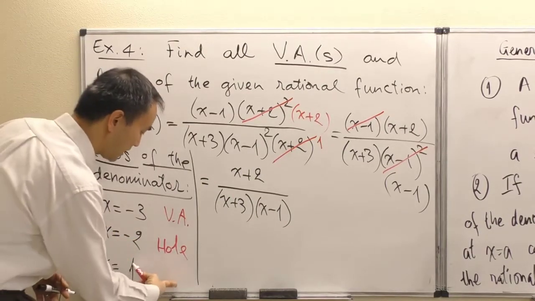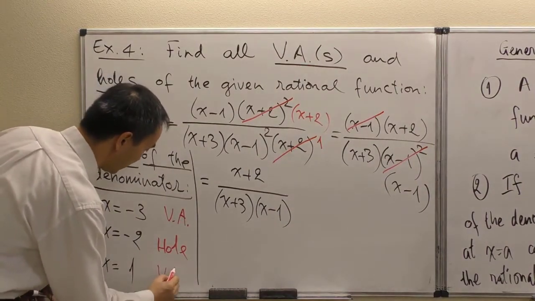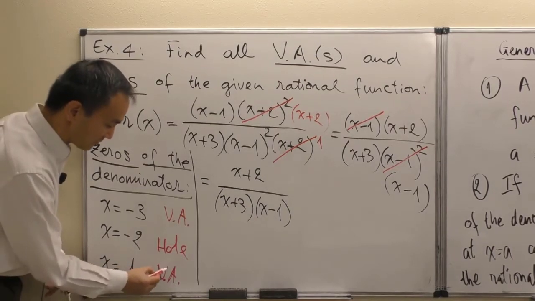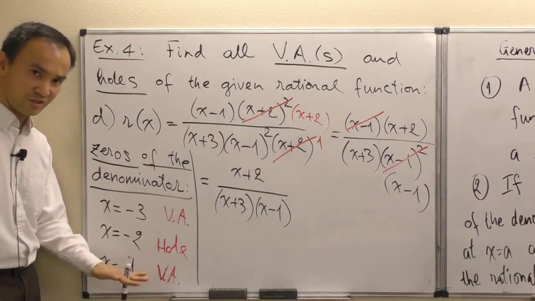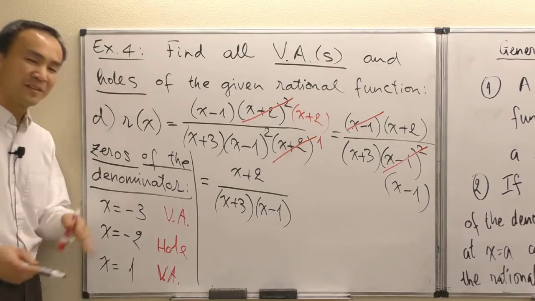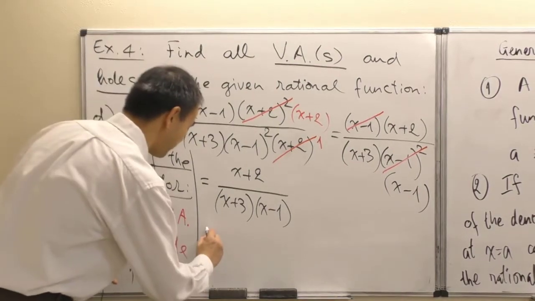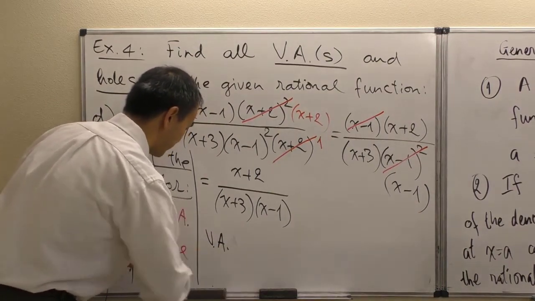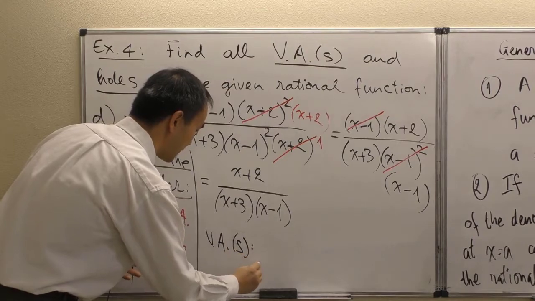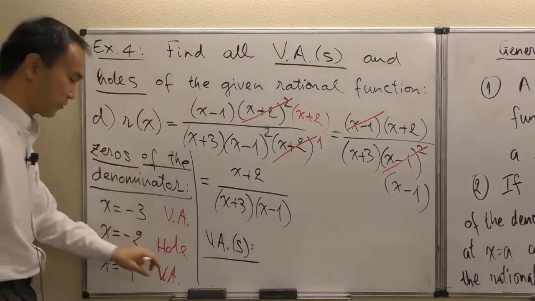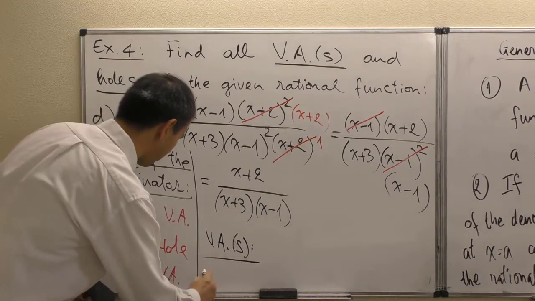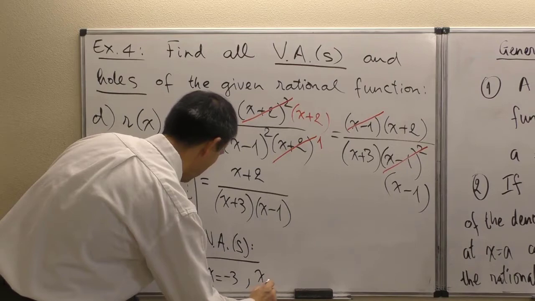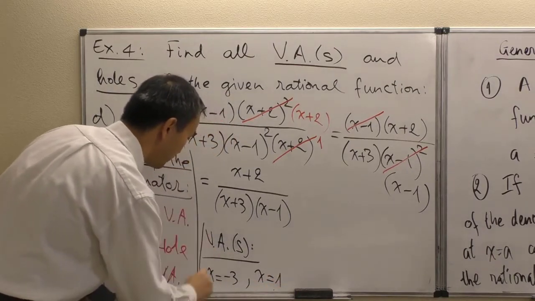So what is it then? It stays as a VA. It stays as a VA. That's my logical argument about tackling these problems. So now at this point we have clear answers as far as VAs. Optionally, as far as VAs for this rational function, we have two values: x equals negative 3, and another one at x equals 1. We have two answers.